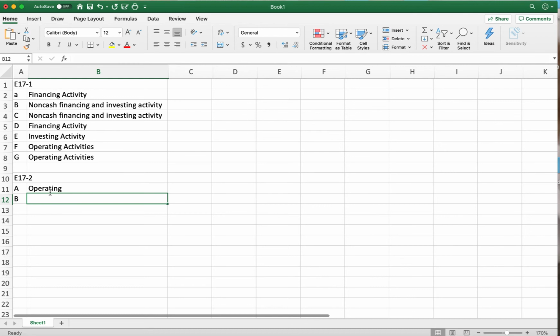Okay, B, exchanged land for a patent. First question, is cash impacted? Absolutely not. We gave land, somebody gave us a patent. That is a non-cash investing and financing activity.